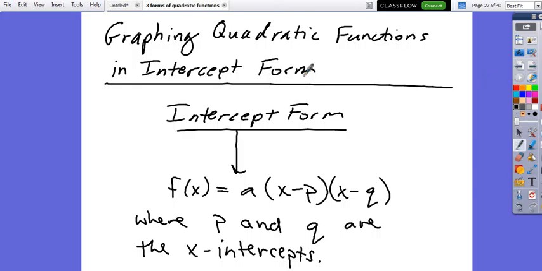All right, graphing quadratic functions in intercept form. Intercept form is f of x equals a times x minus p times x minus q, where p and q are the x-intercepts.